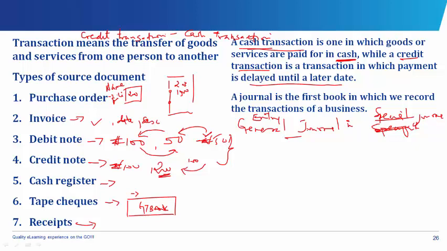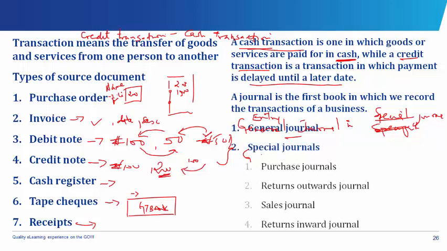Okay, then when we look at the general journal, what do we expect to see on it? We expect to see the dates of the transaction, the name of the account to be debited and the amount, then the names of the accounts to be credited and also the amount, and the description of the transaction.